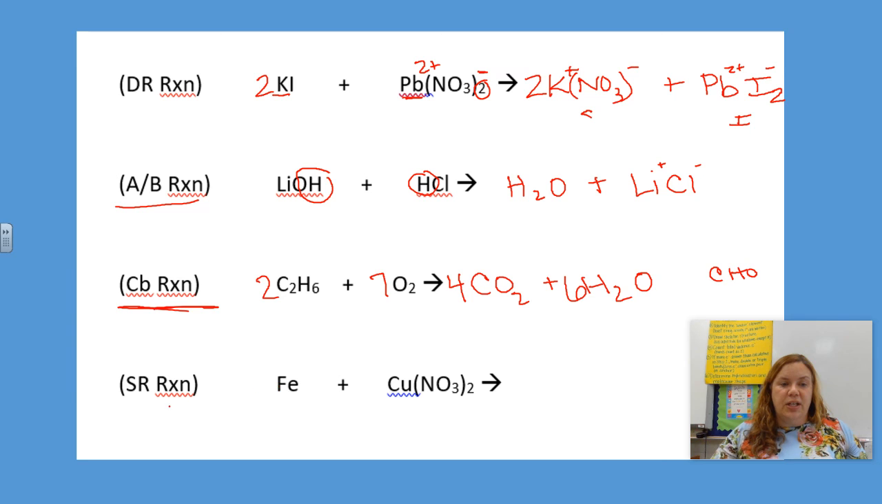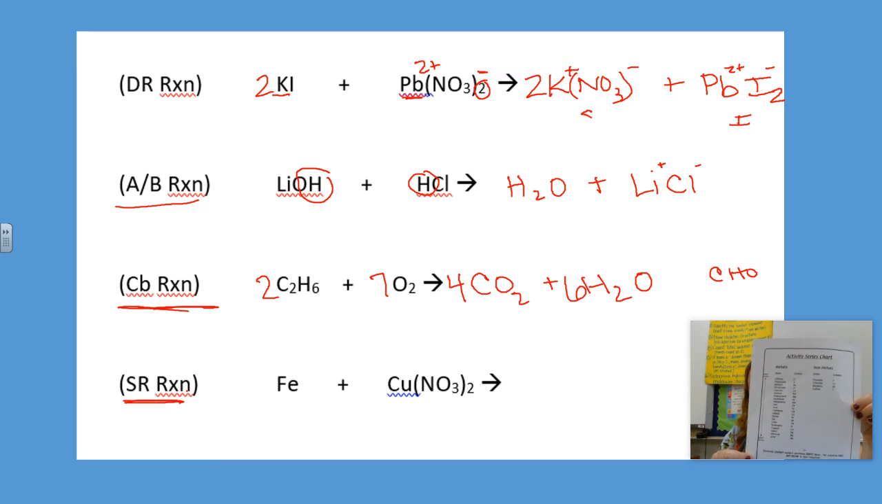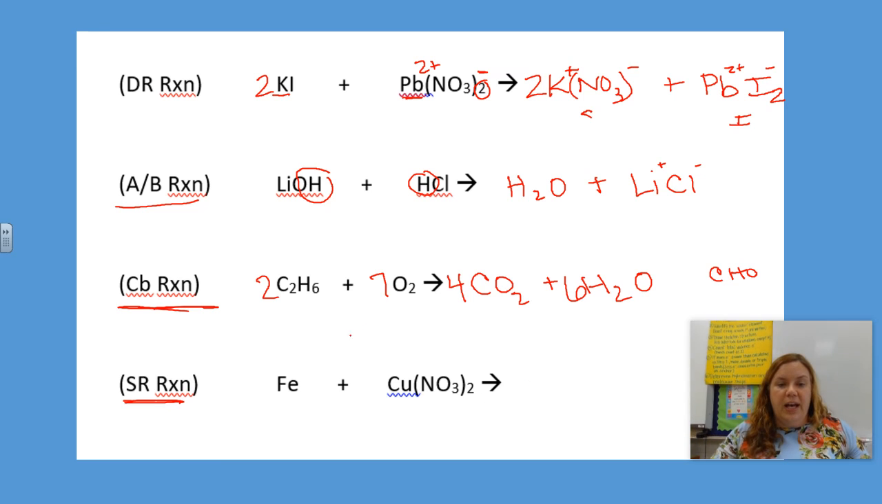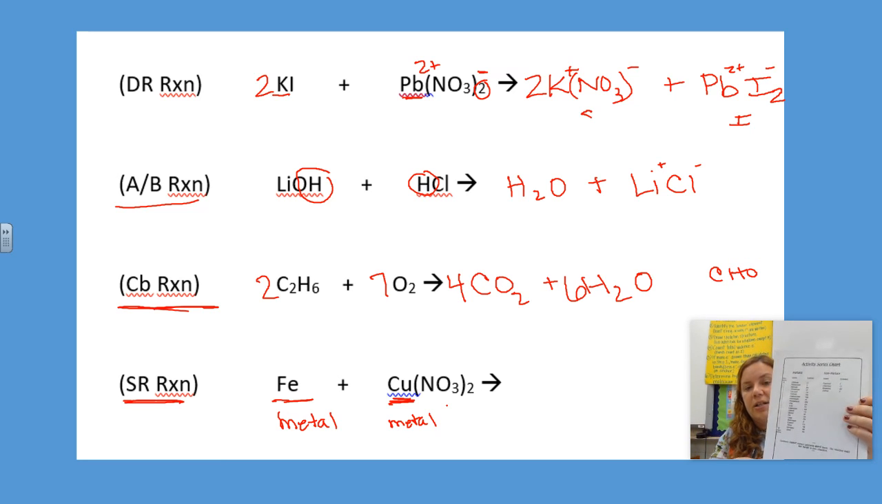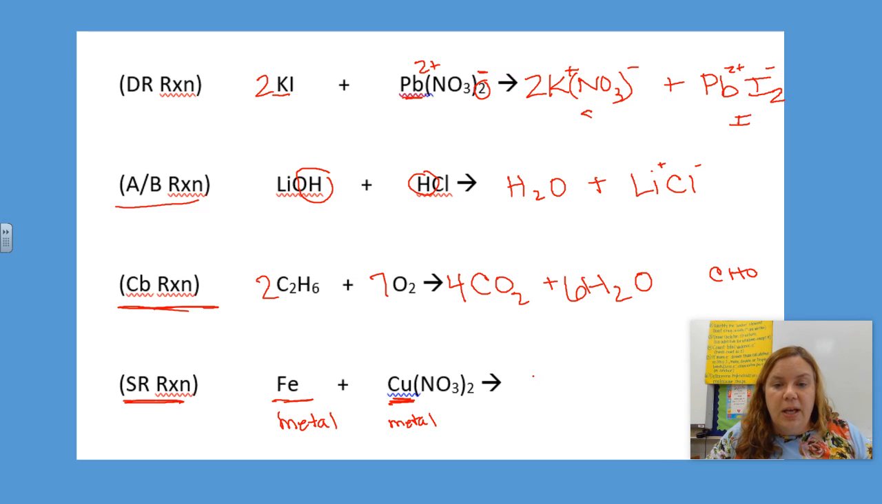And our last reaction is a single replacement. So for single replacement, we're going to use our activity series chart. So we have our single is a metal. So we're going to compare that to the other metal in our compound. So we're going to compare on this chart iron to copper. And since iron's single, we have to see if iron can in fact knock out copper. And iron is Fe, copper is Cu, and Fe is above Cu, so it can happen. So we're going to put iron with nitrate and leave copper hanging.